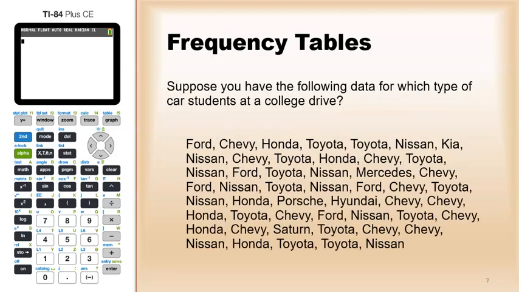So for example, suppose you did a survey and asked for the type of car that each student drives at a college. And here's some data here. Now, if you look at it, this is just a list of data. It's very hard to make anything out. I see a bunch of Chevys, some Fords, but just looking at it, not really easy to tell. What I really want to do is count how many Fords there are in this list, how many Chevys there are, how many Hondas, and so forth, and organize it that way.